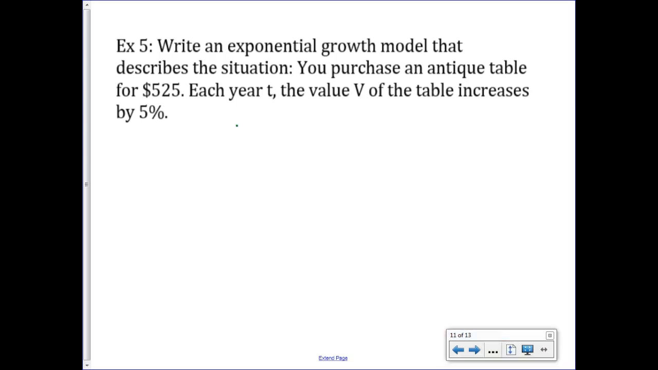So we're starting with value equals our initial amount, $525. We're increasing by 5%. So 1 plus 0.05, or 1.05, to the time. That's our equation. It doesn't ask us to solve for a certain year, so we're done there.